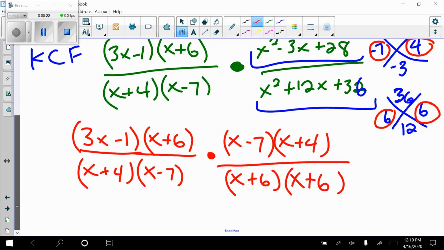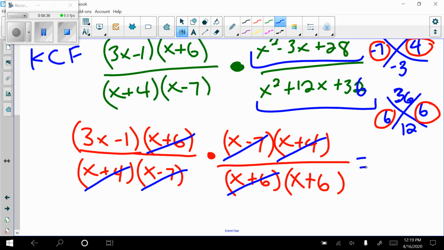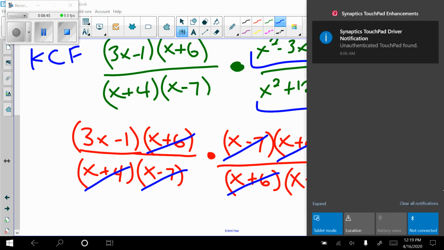So then my next step would be looking for numbers that are the same on top and bottom. So there is an x plus 6, x minus 7, x plus 4, and then that's it. So whatever's left on top is a 3x minus 1. At the bottom is an x plus 6. That is my answer.